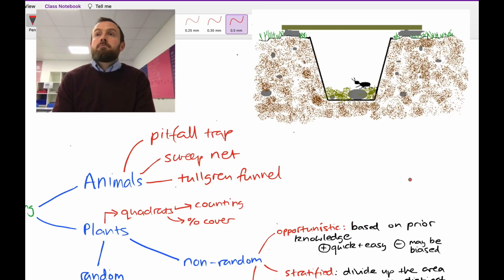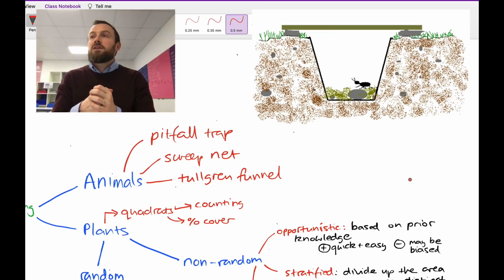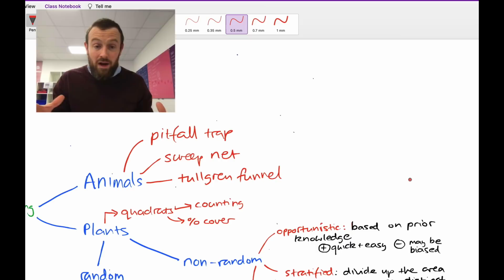You might potentially lay leaves over the surface of the pitfall trap so the insects can't see it coming. And then you leave it for a few days and you come back and have a look at what insects you've collected.